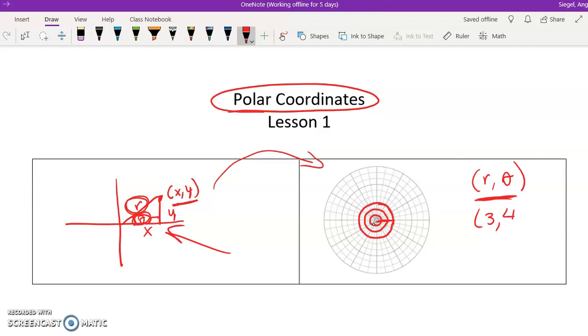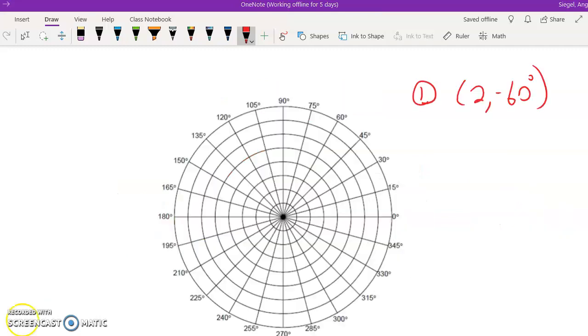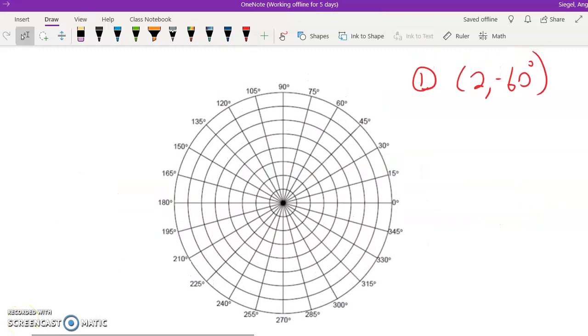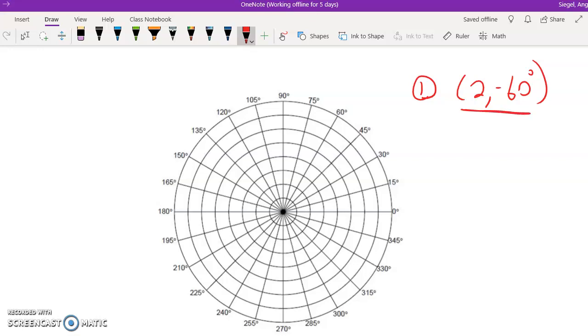And so let's pretend our angle is 45 degrees. So let's see, it looks like this one right here is our 45-degree angle. So then that point would be where those two meet. So that point right there is going to be our polar coordinate. I have a bigger graph here, so it's going to be a little bit easier to find this concentric circle. So we're going to try another one.